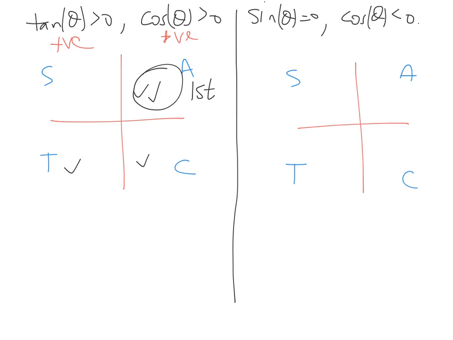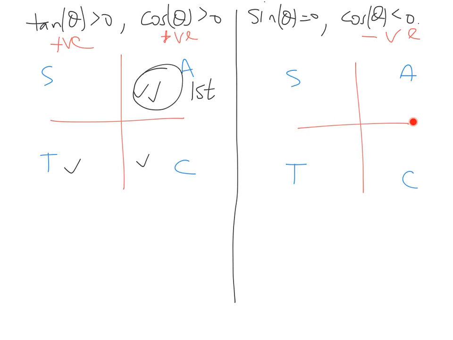Now, if we're having a look at the second case, where we've got sine of theta equals 0 and cos of theta is less than 0, that means that this ends up being negative. So what we're doing is we're going to look for where sine is 0. Well, we know sine is 0 anywhere on this boundary here, because it's got no height. So it's going to happen somewhere on the x-axis.